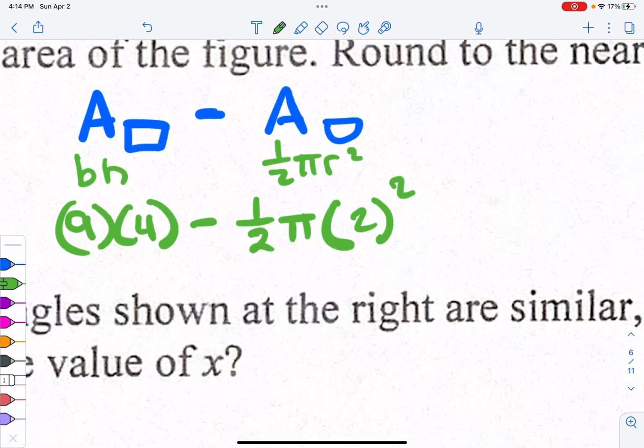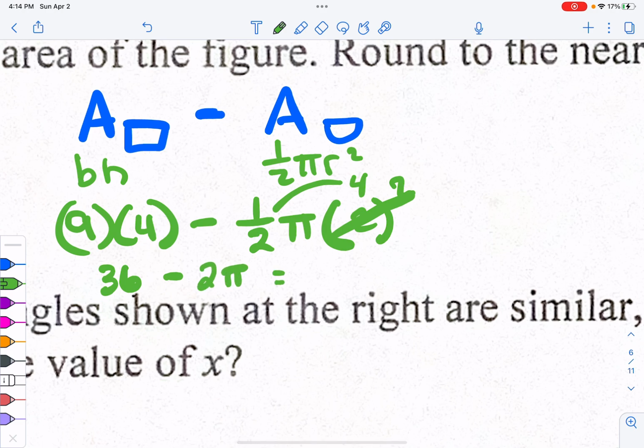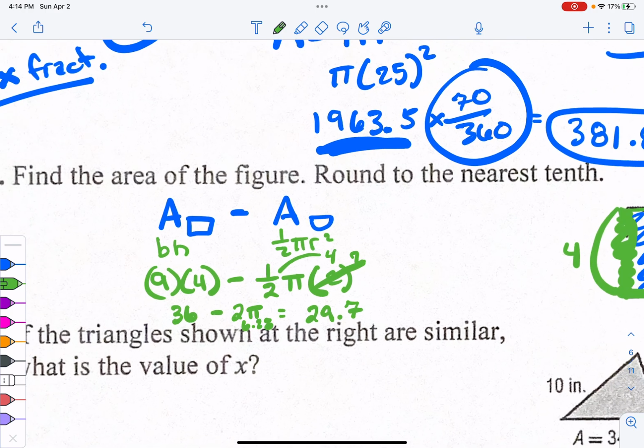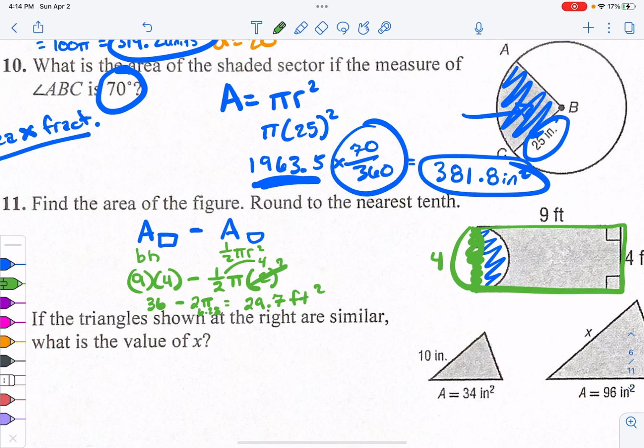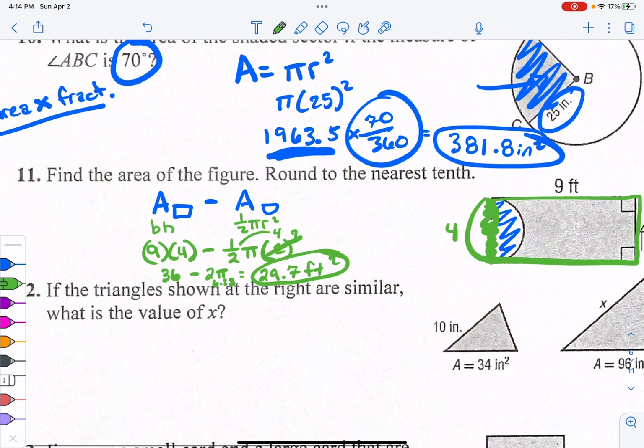So 2 squared, okay? All right, this is 36 minus, if I have 2 squared, that's 4, and half of 4 is 2. So I just have to take 2 times pi and subtract that from 36. Okay, so 2 times pi is 6.28. I should have known that, okay? And then subtract that from 36, and that is 29.7. What are we in? Feet squared. So that's one where you're finding the area of each of the shapes and then subtracting them. Sometimes you're adding them, but this one you're subtracting them, okay?